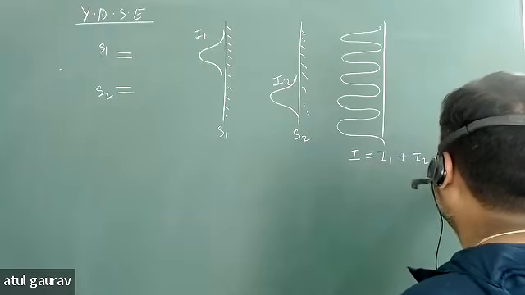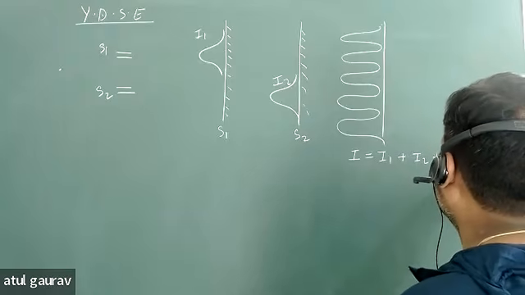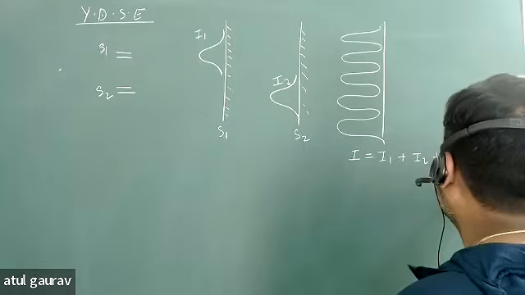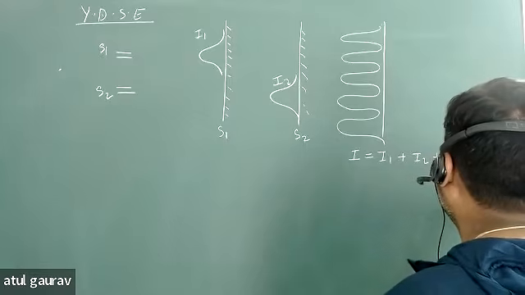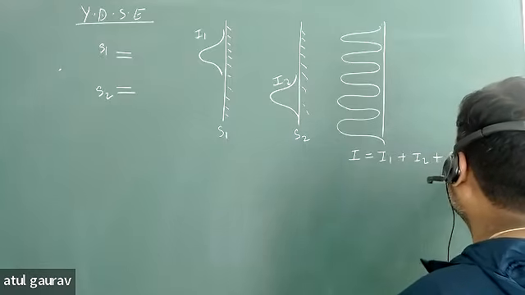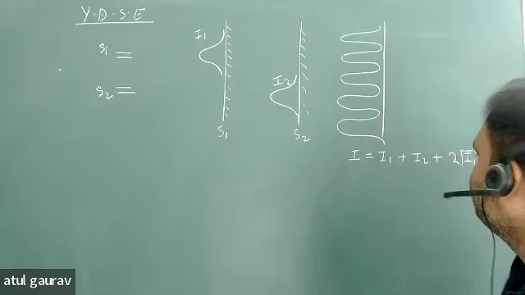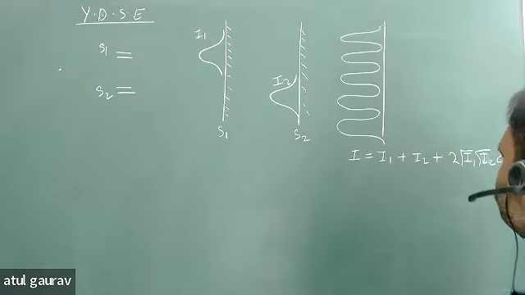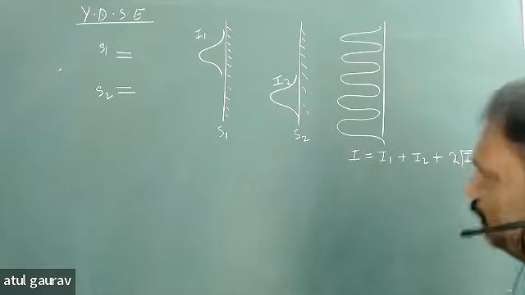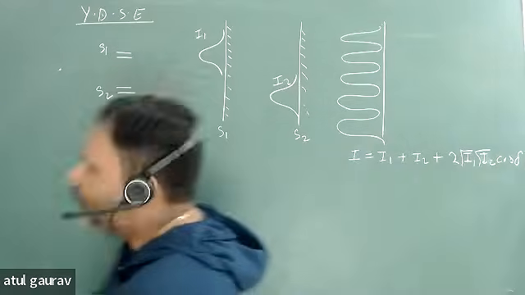2 times root under I1 and root under I2 and cos delta, isn't it? And what is cos delta? Phase difference between these two light pulses.